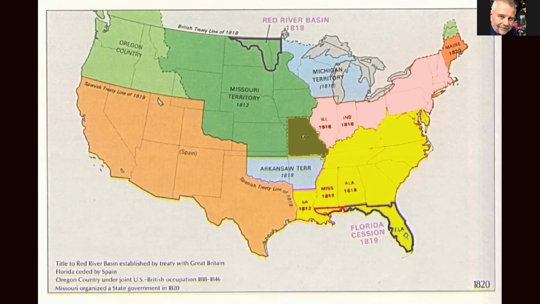New York Representative James Talmadge is going to propose an amendment to the bill admitting Missouri, that as a condition of its admission into the United States, it adopt a program of gradually phasing out slavery by admitting no more slaves to the state and emancipating children of current slaves when they reach the age of 25, reflecting this concept of gradual emancipation. This becomes known as the Talmadge Amendment, 1819.